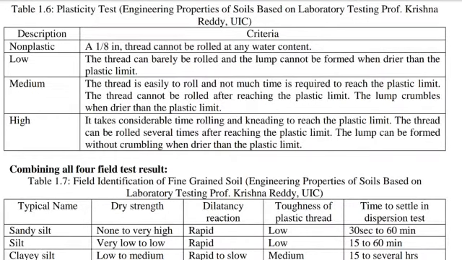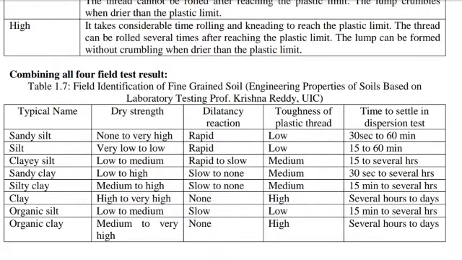Combining all four field test results. Table 1.7, field identification of fine-grained soil. Typical name: sandy silt, dry strength none to very high, dilatancy reaction rapid, toughness of plastic thread low, time to settle in dispersion test 30 seconds to 60 minutes. Typical name: silt, dry strength very low to low, dilatancy reaction rapid, toughness low, time to settle 15 to 60 minutes.